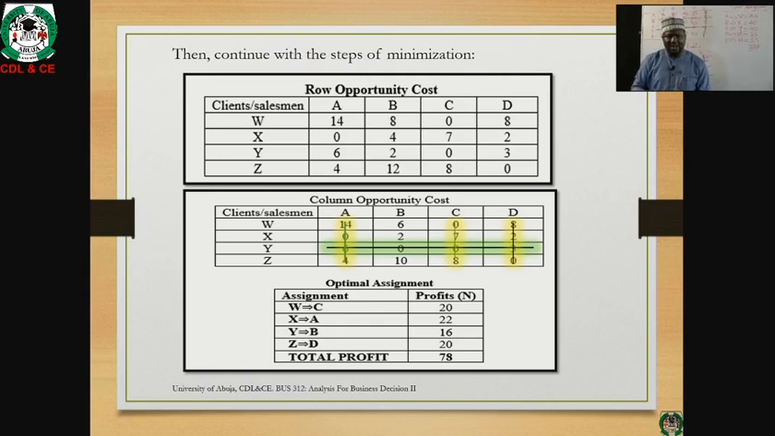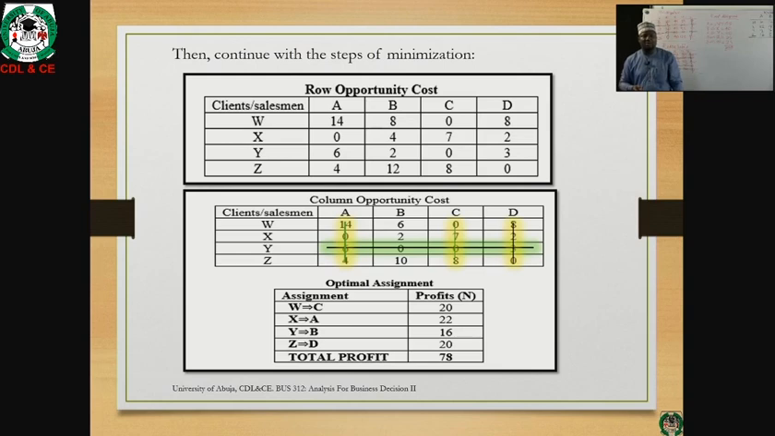If you look at B, the smallest value there is 2. What do you do? You pick the 2, subtract the 2 from the entire number. 8 minus 2 will give us 6. 4 minus 2 will give us 2. You can see it in the next table subsequently. The same operation should be carried out column wise.